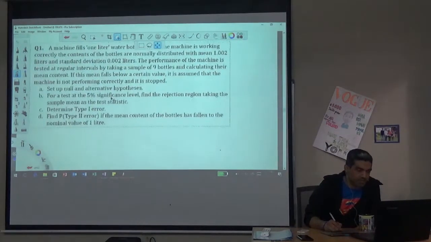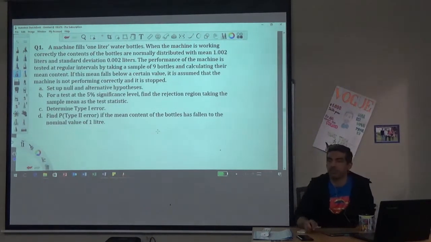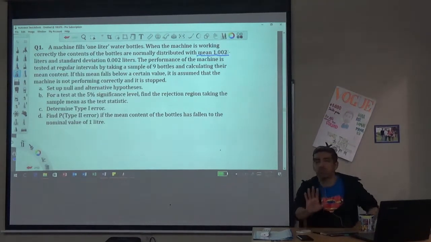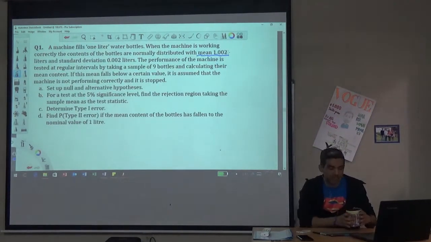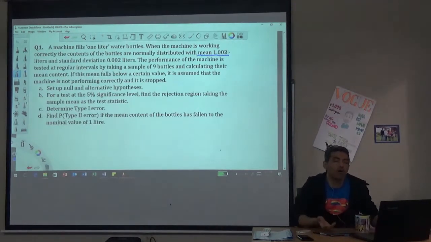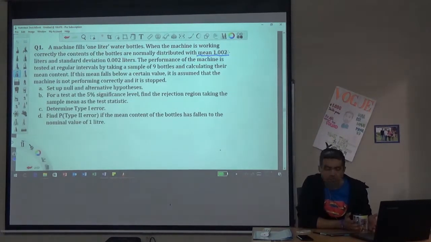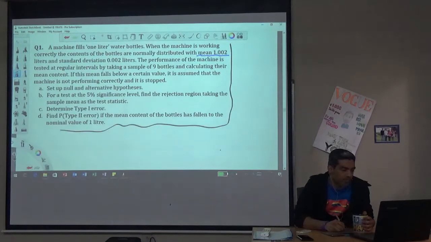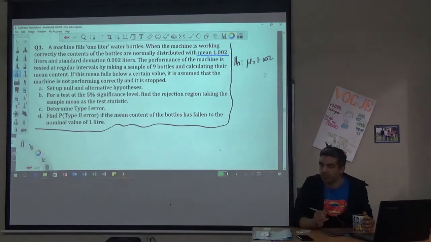Okay, see, now let's have a discussion on type 1, type 2 according to this situation. A machine fills 1 liter water bottles. When the machine is working correctly, the contents are normally distributed with a mean. This is what the engineer knows is actually being filled. This is what he feels. This is the claim of the company. This is how the machine, he knows that the bottles are being filled with an average of 1.002. So your null hypothesis is clearly, your null hypothesis is mean equals 1.002.